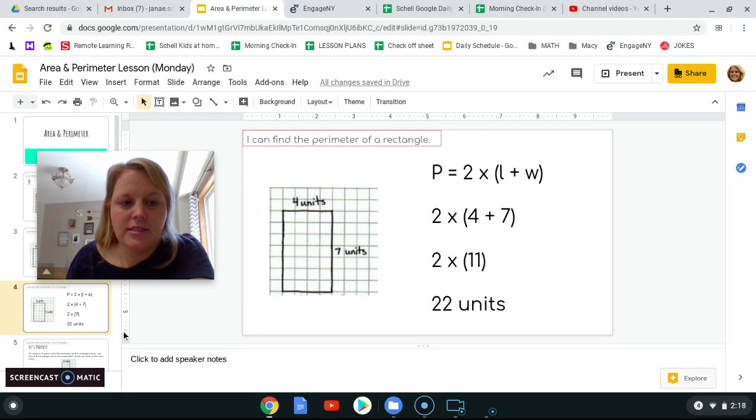So now I would like you to take some time to practice. I have a couple of practice problems on the next slide, and you can use one of the strategies that we just went through to help you find the perimeter of those rectangles.